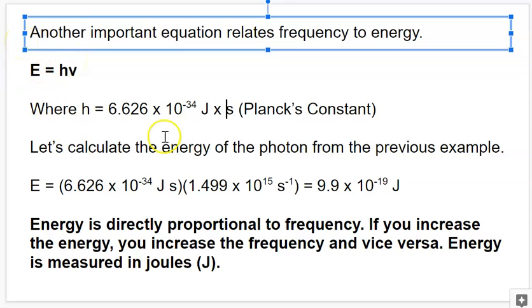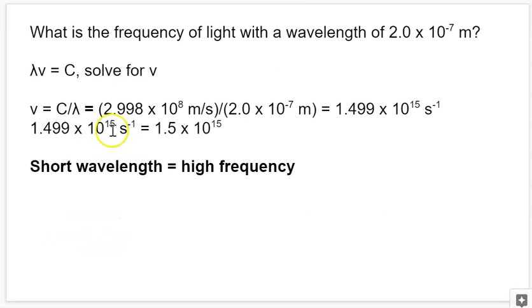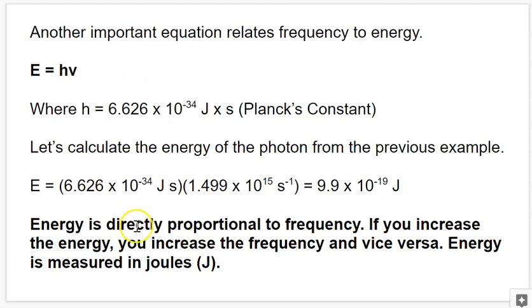So say we had that photon from the previous example that had the, what was it? The wavelength of 2.0 times 10 to the negative 7. We were able to convert that into inverse seconds, or hertz, and then plug that into this equation to calculate the energy. Since we have joules times seconds times inverse seconds, seconds are going to get canceled out. We're going to get units of joules. And then when we do the math, we end up with an energy value of 9.9 times 10 to the negative 19 joules.